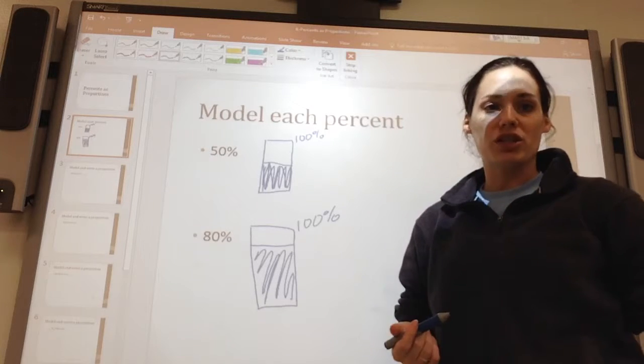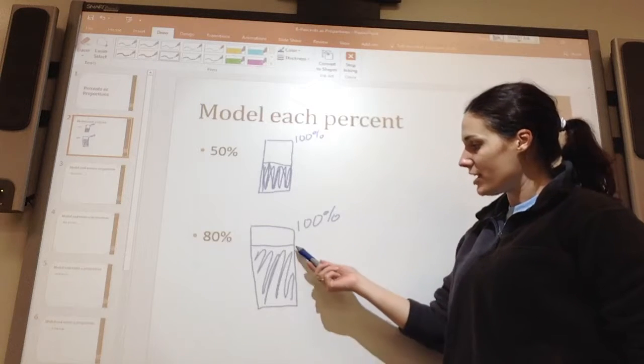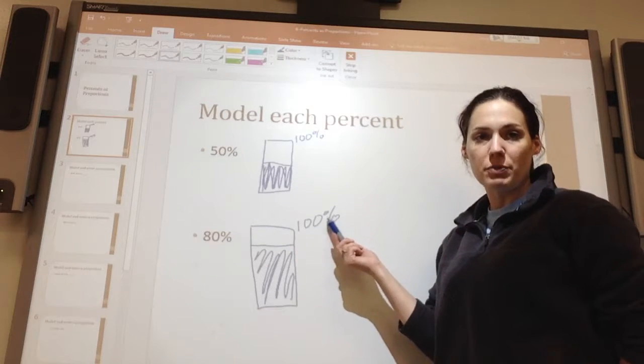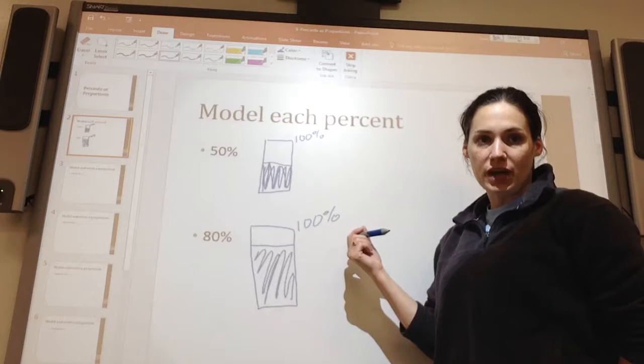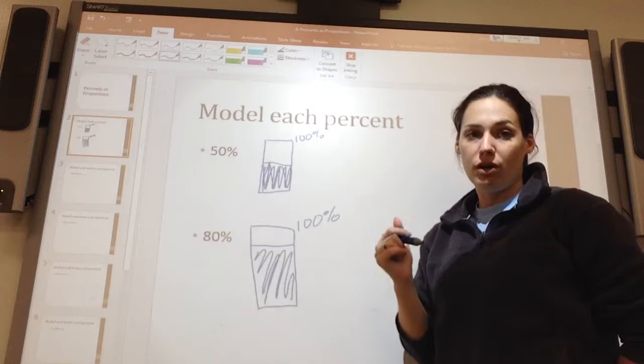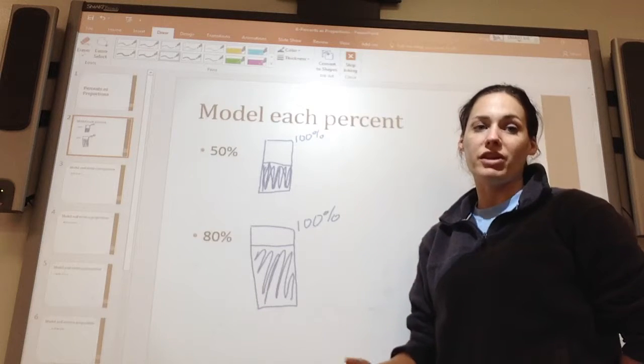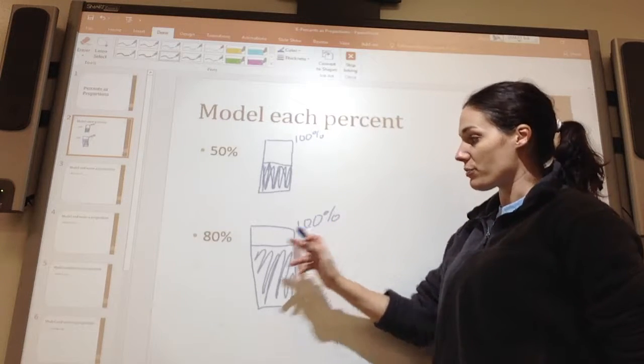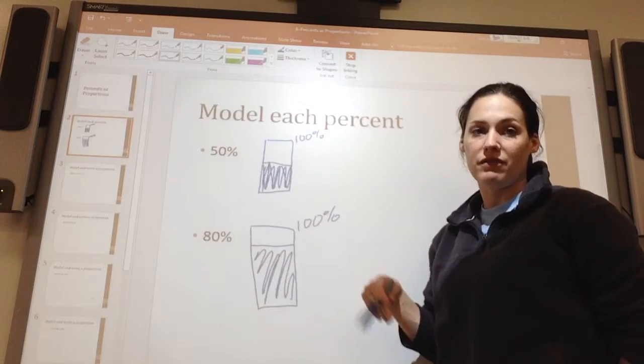So that's what the percentages mean, but don't forget that it's 80% always out of 100% total. The 100% is the full amount that you're always looking for. So the full cup or the full pizza or whatever the entire thing is, that's always 100%. I only want 80% of the 100%.